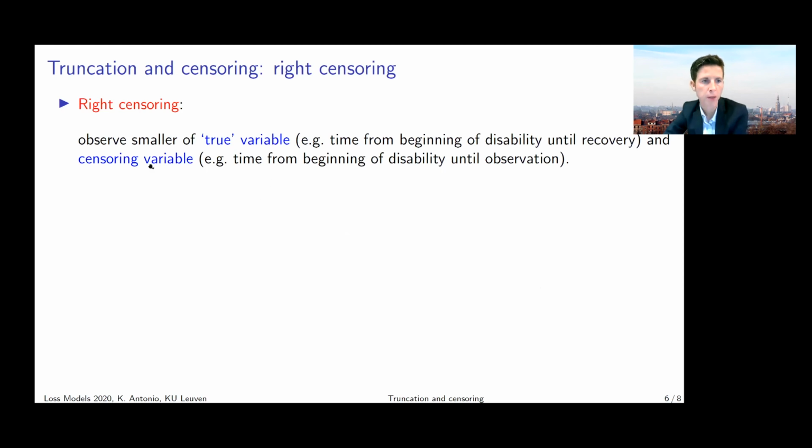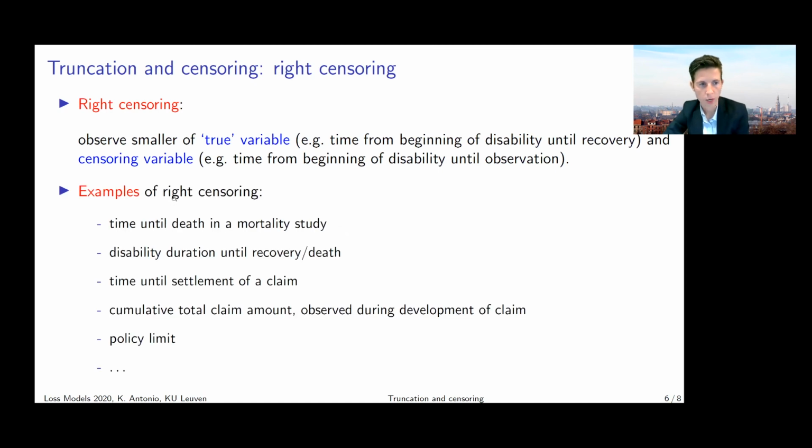So with right censoring, we observe the smaller of the true variable and the censoring variable, where in our example, for instance, with the disability, the true variable would be the time from the beginning of the disability until recovery, or the time from the end of the waiting period to the recovery. And the censoring variable would be the time from the end of the waiting period until the present moment, until observation. And examples of right censoring that we frequently encounter in a risk modeling context are the following one. I think I mentioned all of these before.